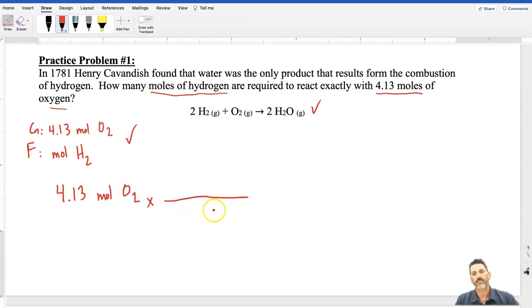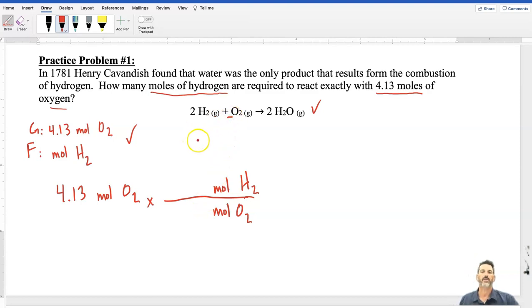Okay, again, I'm going to put my units on the bottom first. I'll think about the numbers later. So moles of O2. I know I want to cancel that out, so that's going to go on the bottom. I want to get to moles of H2, so I'm going to put that on the top. My mole ratio comes right off the balanced equation.